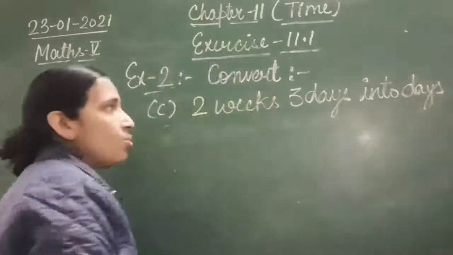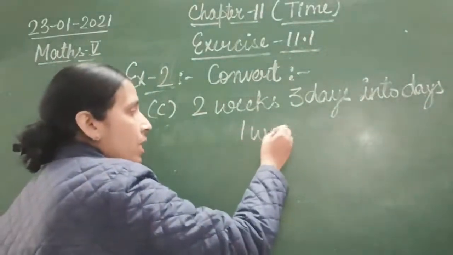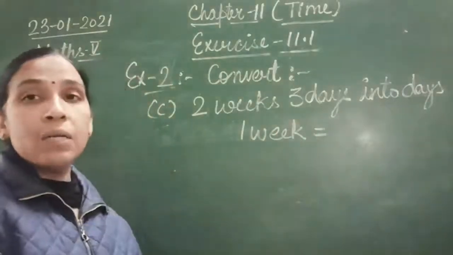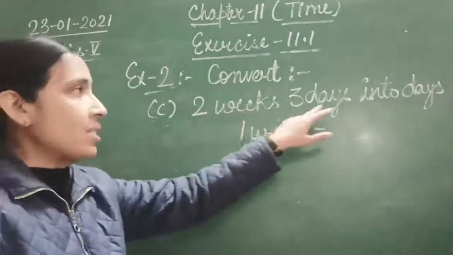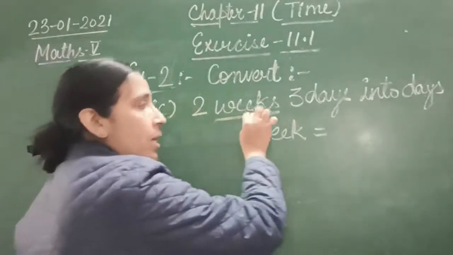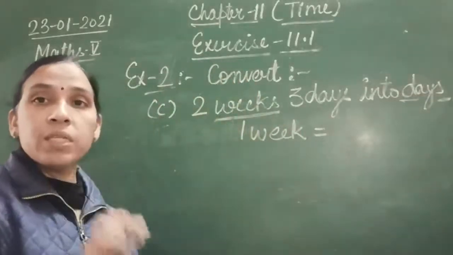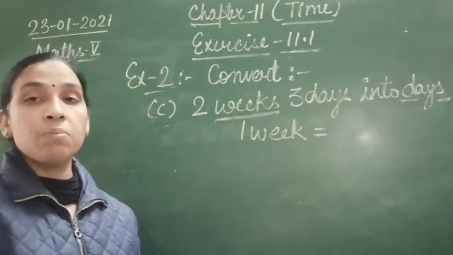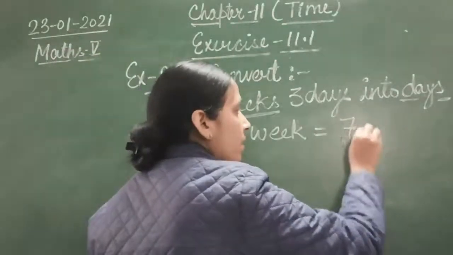So we know that 1 week is equal to 7 days. This relation we know. I hope you all understand the concept. Whenever a question is given, first look at the unit given in the question and the unit in which you have to convert it. First we find the relation between these two units. 1 week is equal to 7 days. This relation we have found.